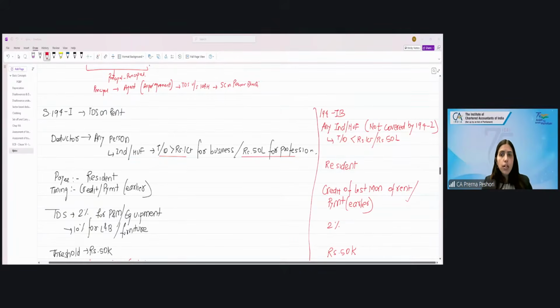Now here, who is the payee? Resident. What is the TDS rate? Here it is 10%. Here it is 2%.